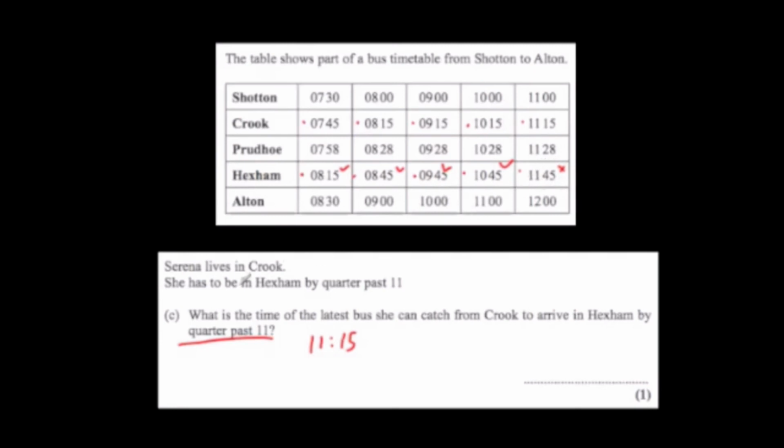It says what is the latest bus she can get? Well, if she gets a 10:15 bus, she can get there for 10:45. So that's the closest one that would get her there with time to spare, or before the 11:15. So what is the time of the latest bus she can catch from Crook? It's going to be this bus. So the time of the bus from Crook would be 10:15.